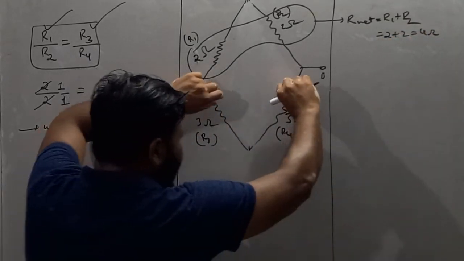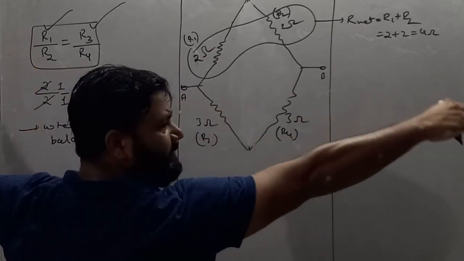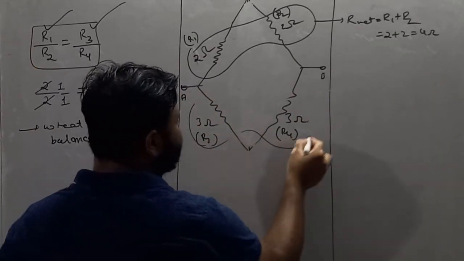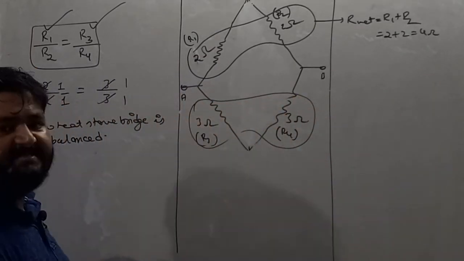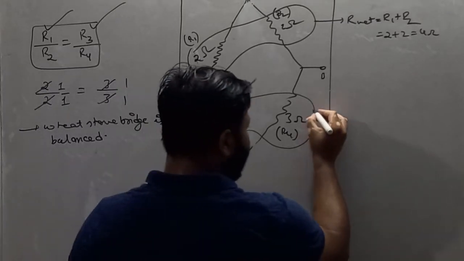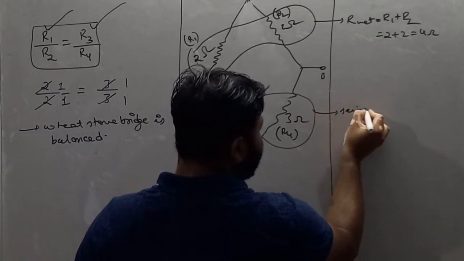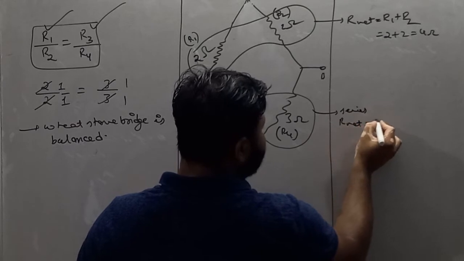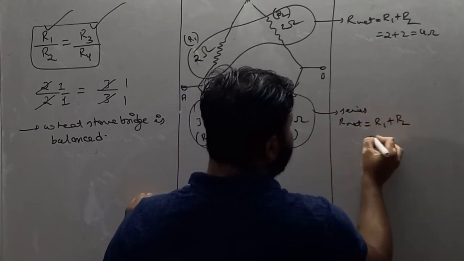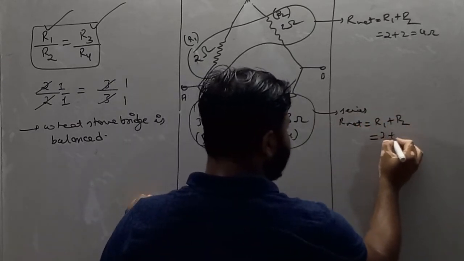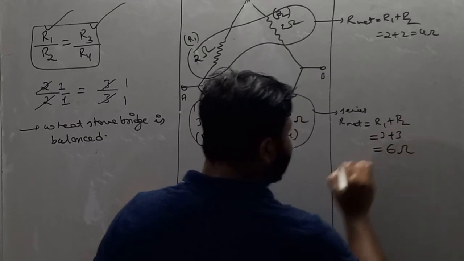Similarly, if I flip these two resistors, then they will be in a straight line, and if resistors are in a straight line, then the resistors are considered to be in series combination. So this is also in series, and we know that R net is nothing but R1 plus R2 in series. So this becomes equal to 3 plus 3. It is nothing but 6 ohm.